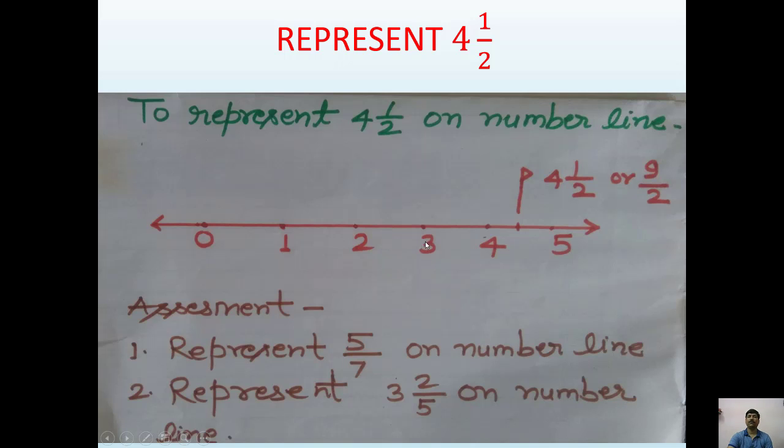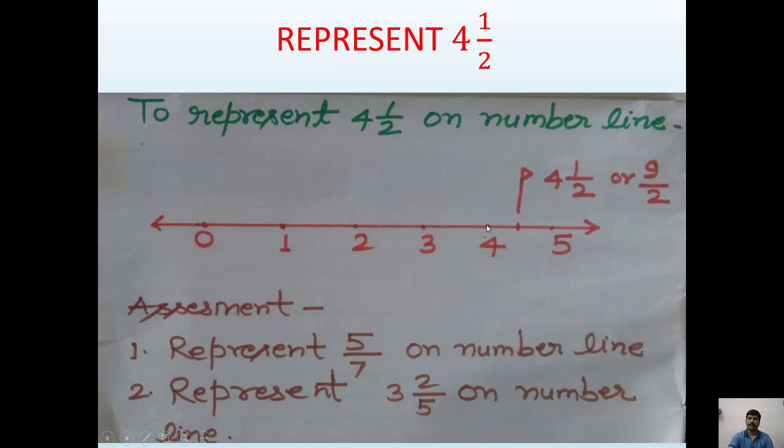How can we represent 4 whole 1 by 2? To represent 4 whole 1 by 2 on the number line, similarly, this fraction has whole 4 but not 5. It means this is greater than 4 and less than 5. It means this fraction will lie between 4 and 5. So how do we represent it? Draw a line. We will mark whole numbers 0, 1, 2, 3, 4 and 5.